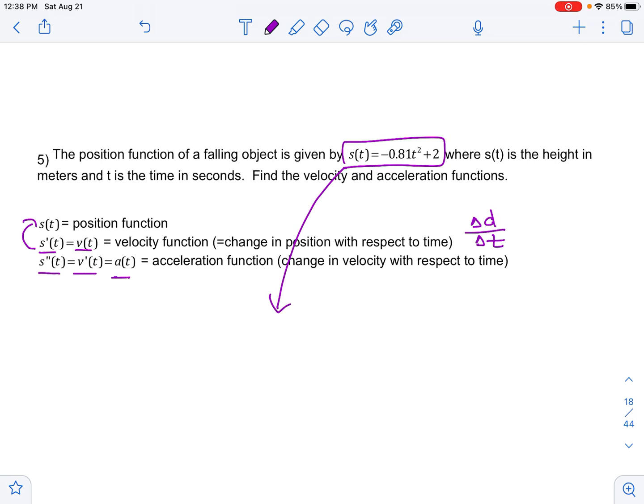So if you understand that relationship, we can do the same thing. If this is your position function, your velocity would just be your first derivative. So I'm going to bring down the 2, which will make it negative 1.6t. If I want the second derivative, I go again. The derivative of negative 1.6t would just be negative 1.6.